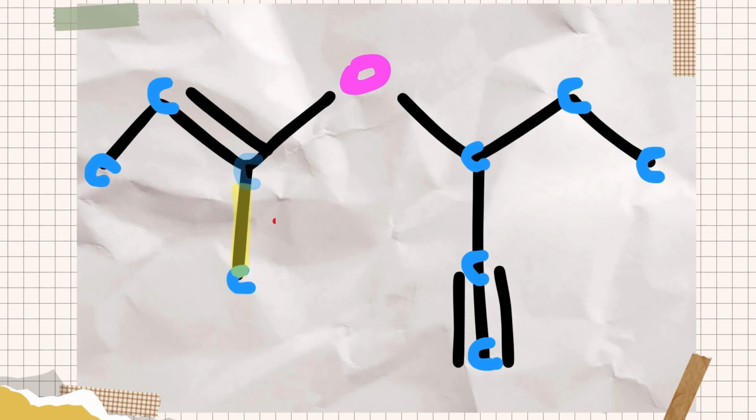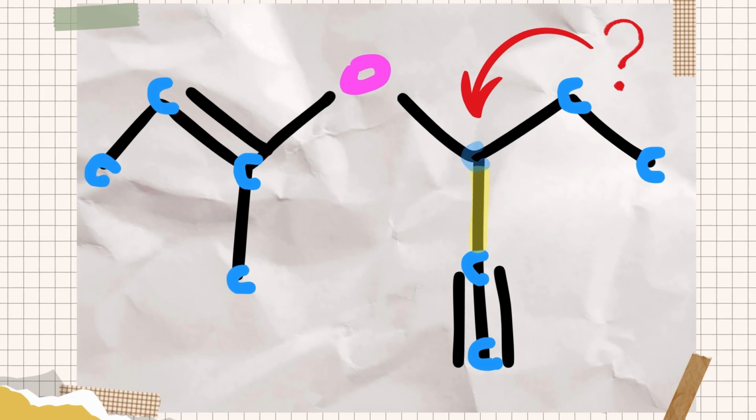Each bond line is equal to 2 electrons. So, check it out. This carbon has 4 lines, and that means that there are 2, 4, 6, 8 electrons. Wow, look at that. This carbon is already good to go. It has its full octet, so nothing needs to be added here.